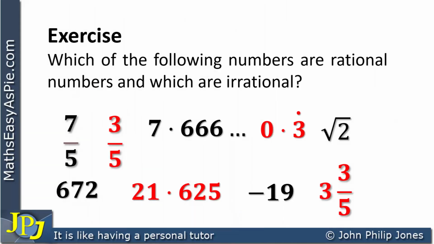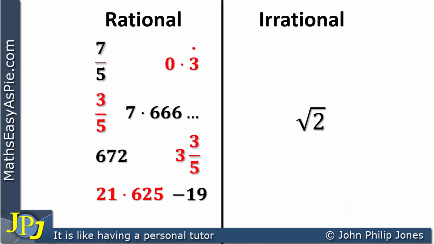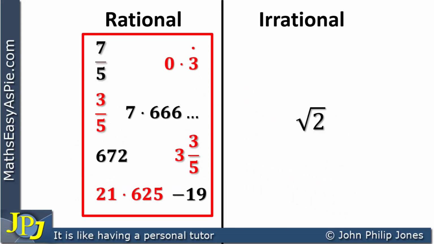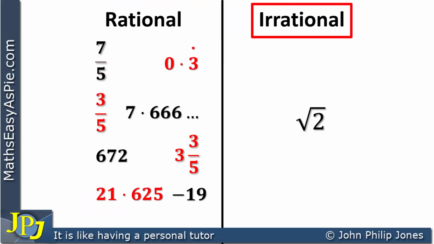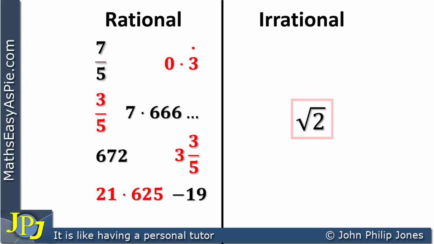At the beginning of this video, we were presented with this exercise, which asks, which of the following numbers are rational numbers and which are irrational? You should now be able to look at the numbers and make a decision as to which are the rational numbers and which are the irrational numbers. So let's have a look at the answer. We can see that the majority of the numbers were rational, and we have, in this case, just one irrational number, the square root of 2.